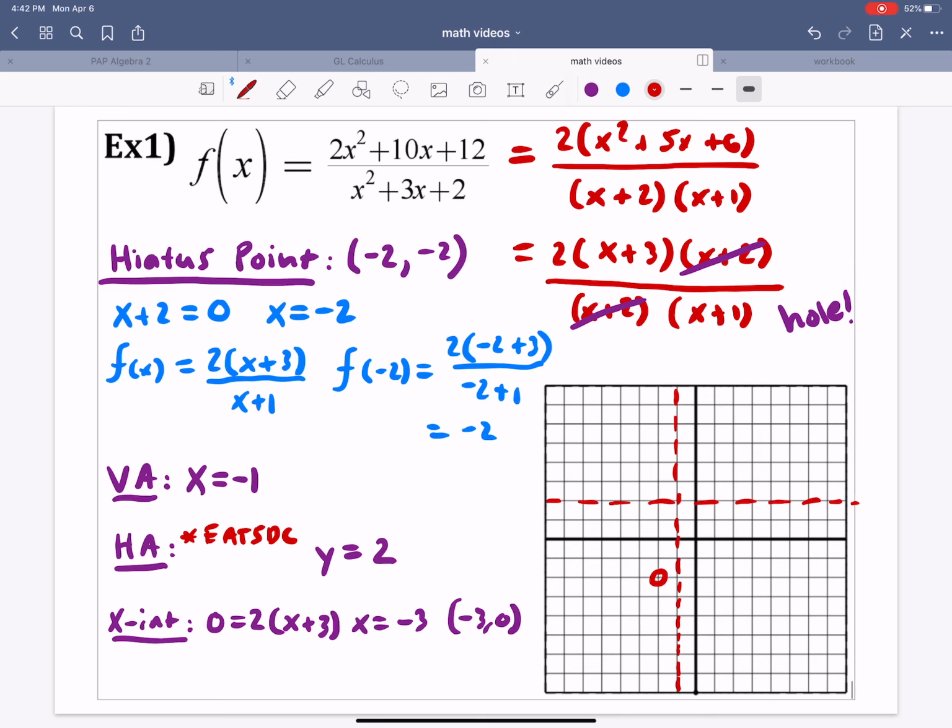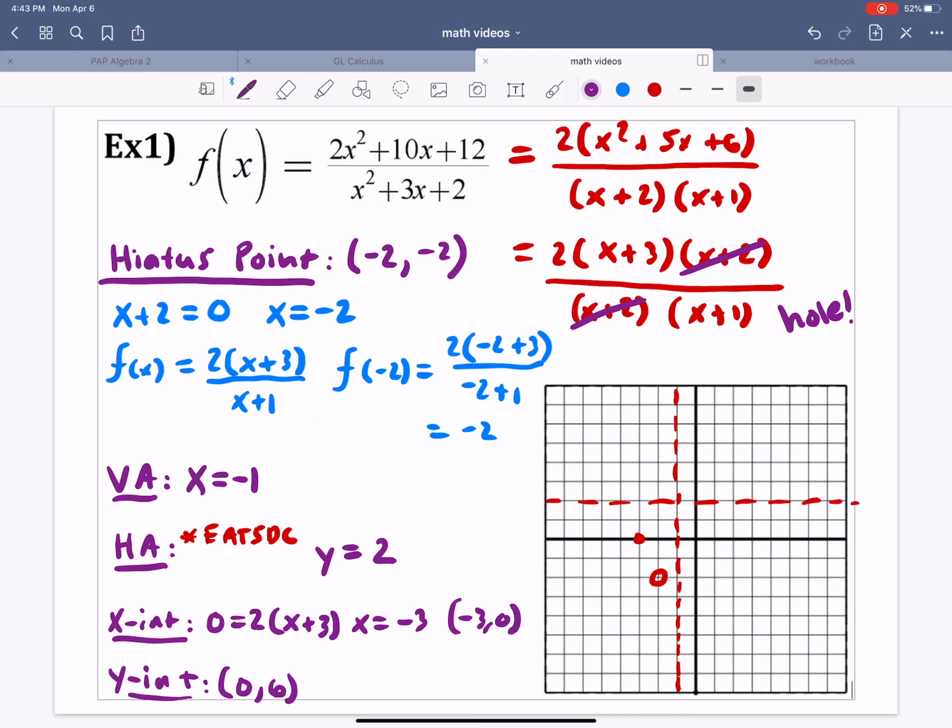So x equals -1, -2, -3. So that's a real point. It doesn't have to be a hole. And lastly, let's do our y-intercept. For the y-intercept, remember you make every x you see equal to 0. So that would be 2 times 3 is 6, 6 on the top, over 1 on the bottom. That'd be 0, 6 as my y-intercept. So 0, 6 is my y-intercept. Again, I'm just plugging 0 in for x.